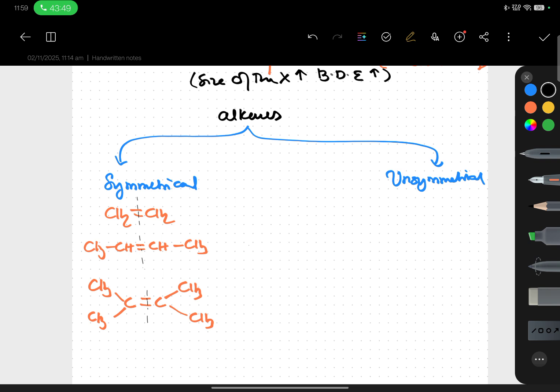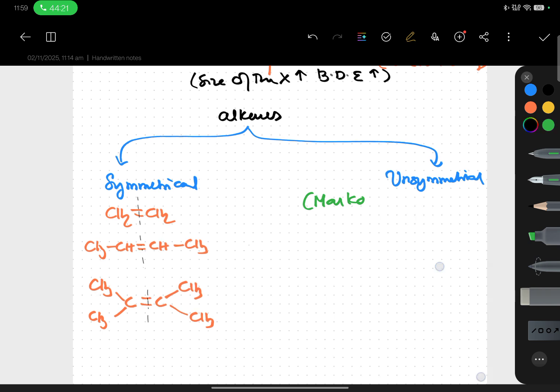Such molecules are called symmetrical alkenes. So you can add H and Br on either side, and you get the same product, no change. But when you add HBr to an unsymmetrical alkene, you have to follow a rule called Markovnikov's rule. Please make a note. It's called Markovnikov's rule or Markovnikov's addition. Follow the spelling given in your book.